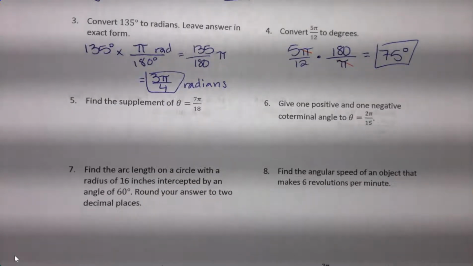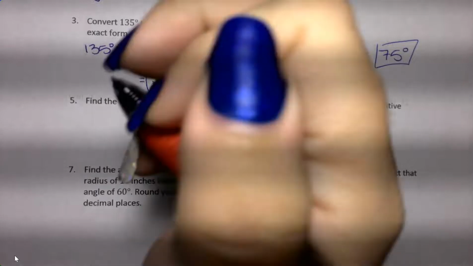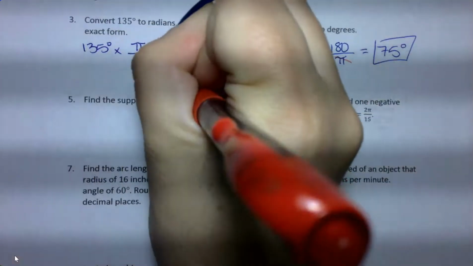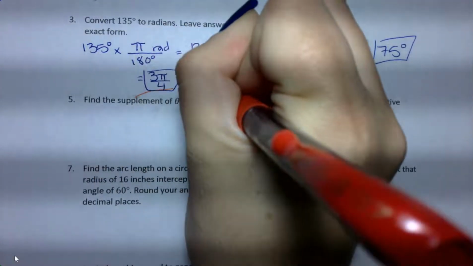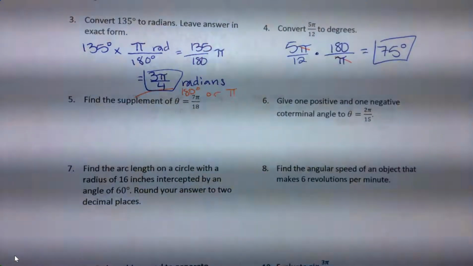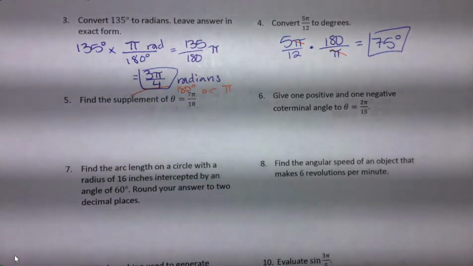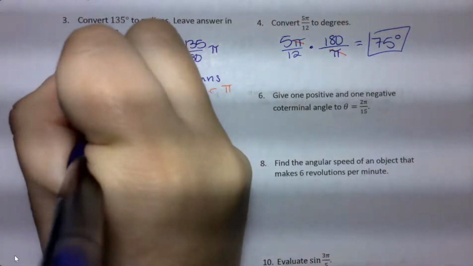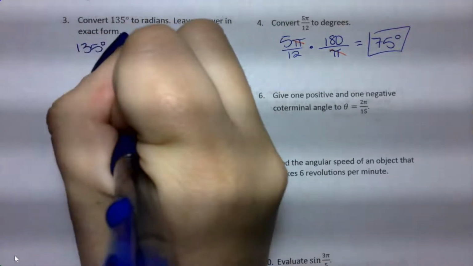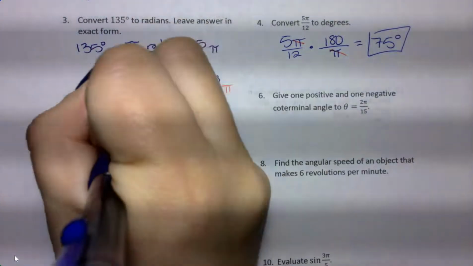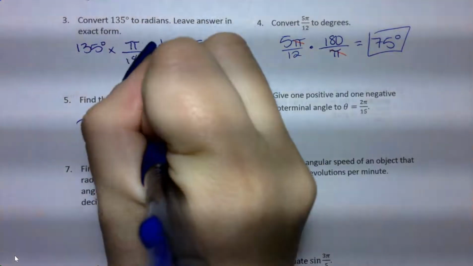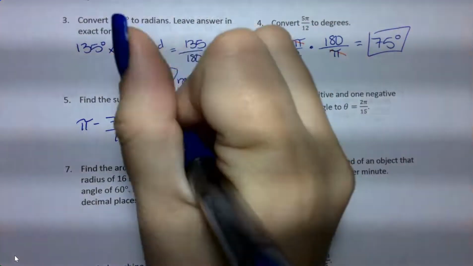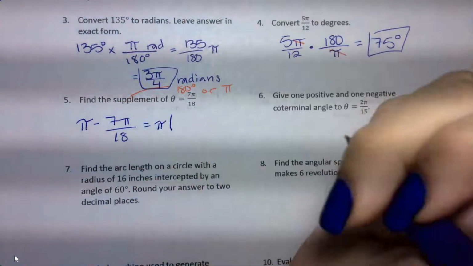Number 5 wants me to find a supplement of this angle. Supplements add to, if I'm in degrees, 180 degrees, or if I'm in radians, pi. So what I'm going to do here is I am in radians. I'm going to take pi and subtract 7 pi 18ths. What I can do is I can pull out that pi for now. I'll put it back in my final answer.